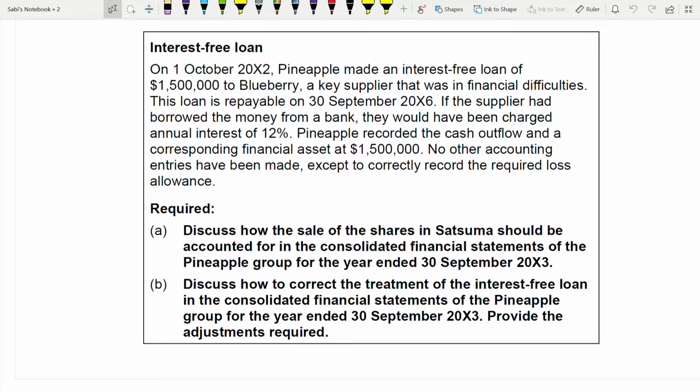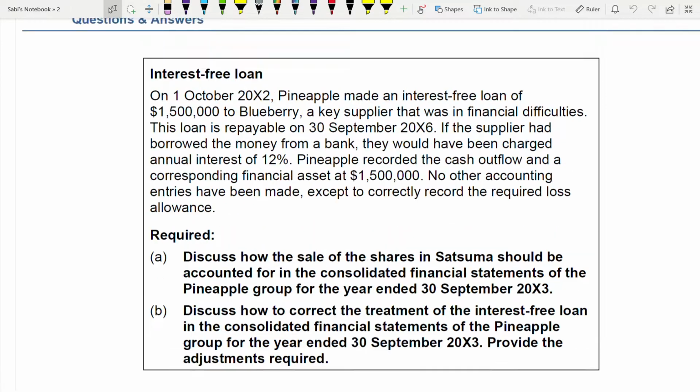Requirement A, you have to discuss how the sale of the shares will be accounted in the consolidated financial statements. And B, you have to correct the treatment of the interest-free loan in the consolidated financial statements, and you have to provide the adjustments that are required. So A and B are dealing with two separate things. First, let us finish the sale of the shares.